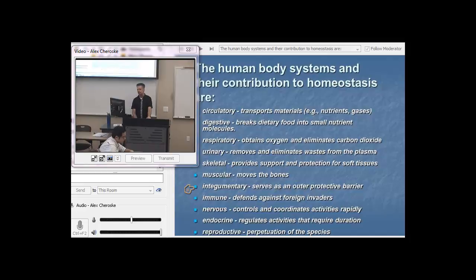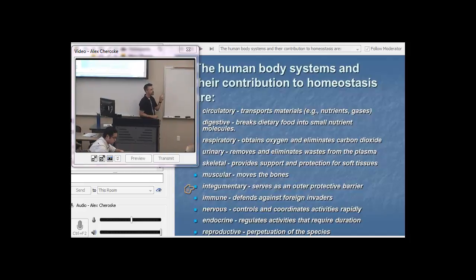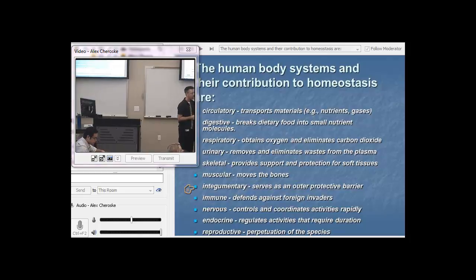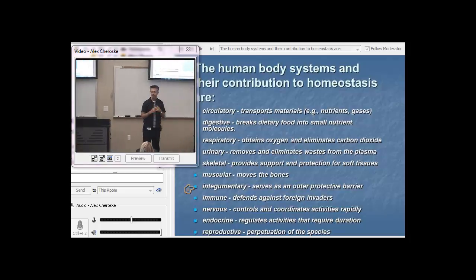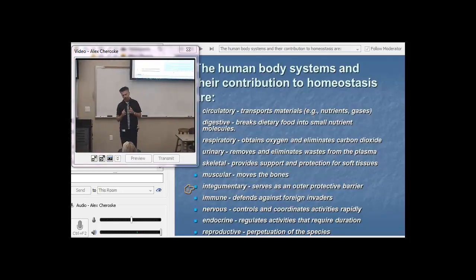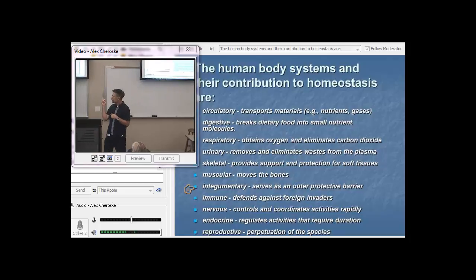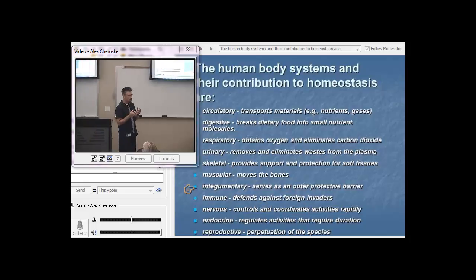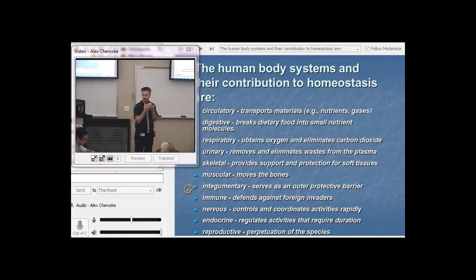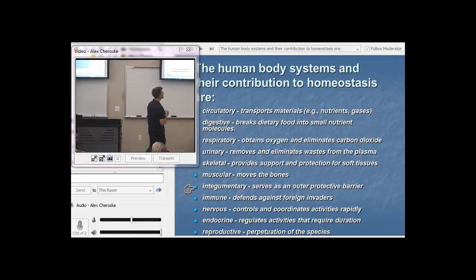Integumentary system is the skin, and this is always an interesting one because it counts as an organ system. It also just counts as an organ. You hear that trivia about the skin being the largest organ of the body. An organ, by definition, is where we have more than one tissue type working together for a particular function. And when we talk about the integumentary system, we'll see that that's true.